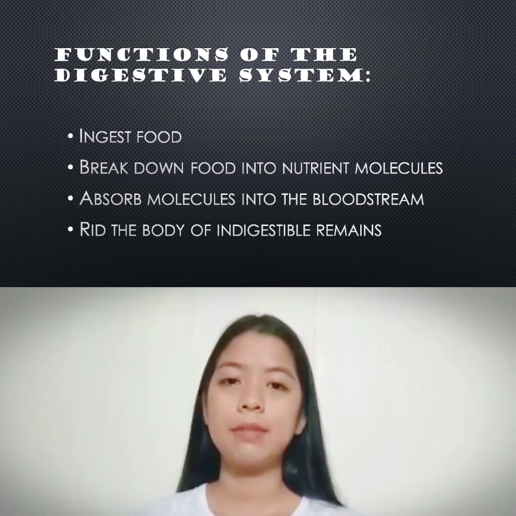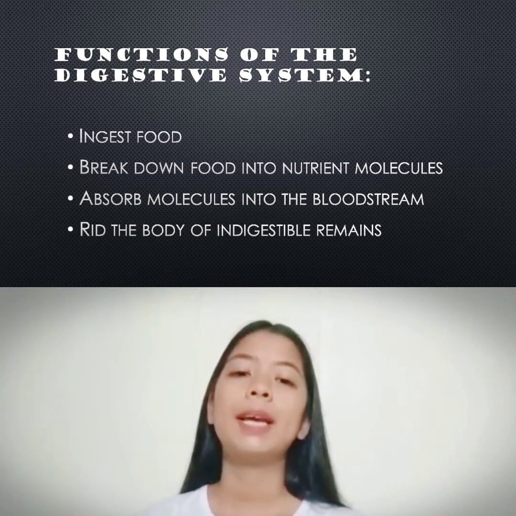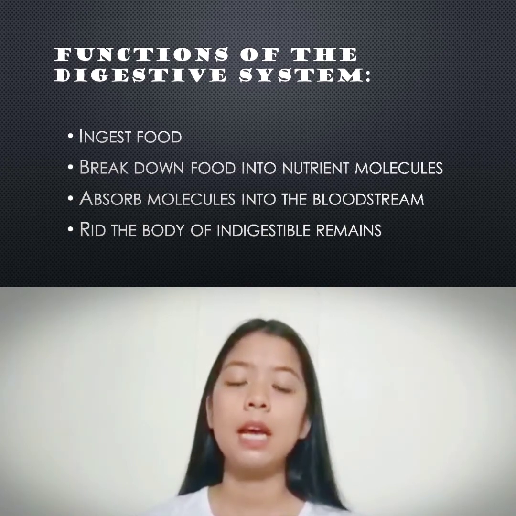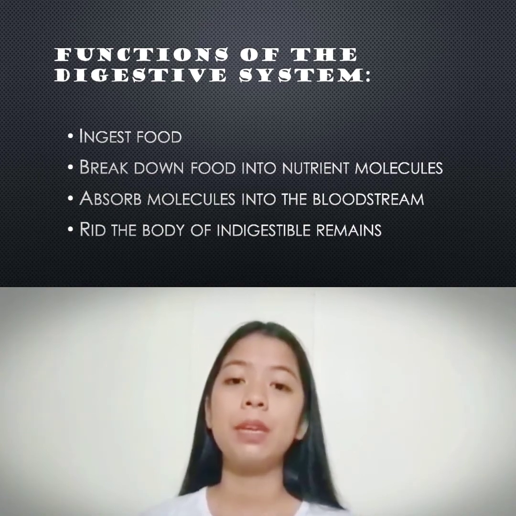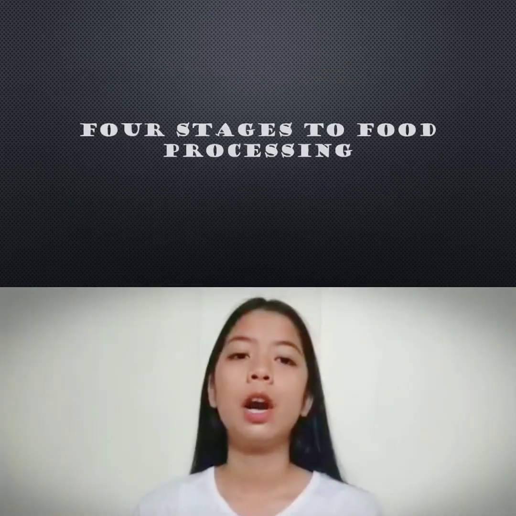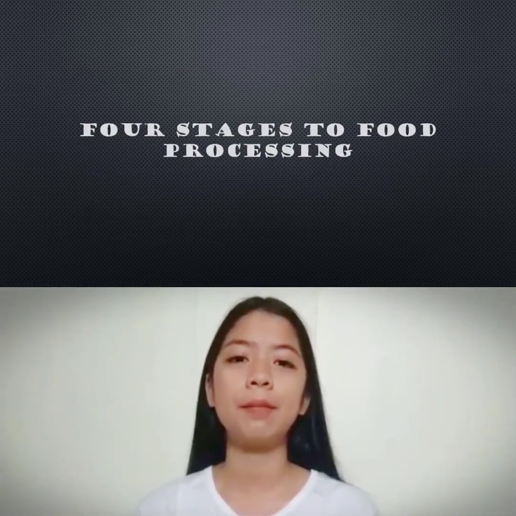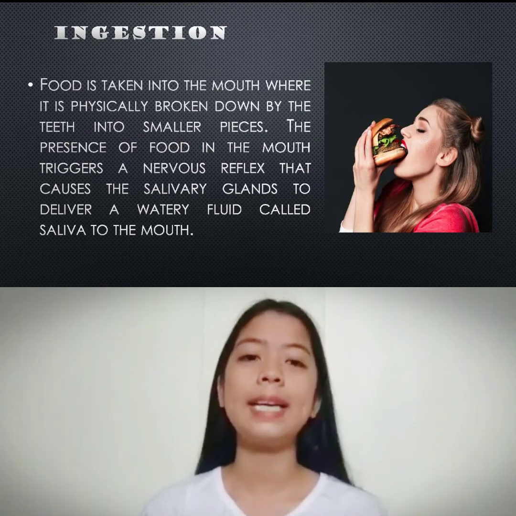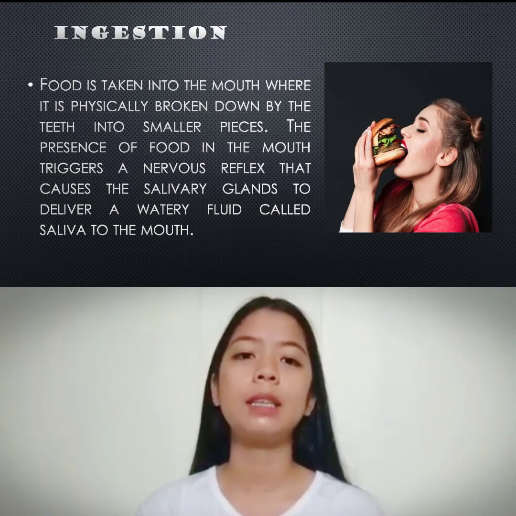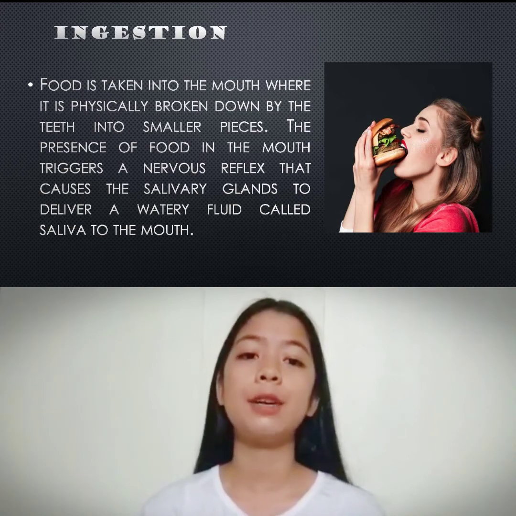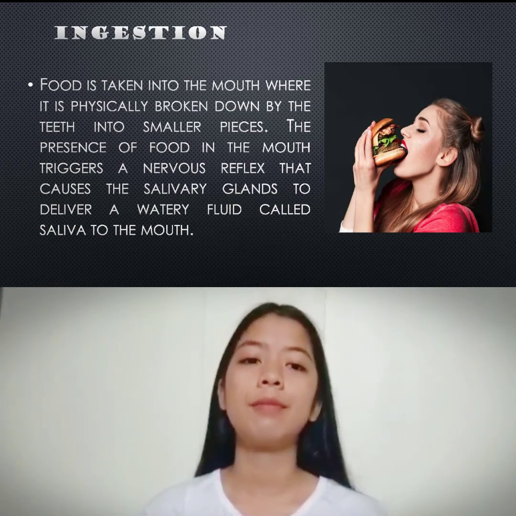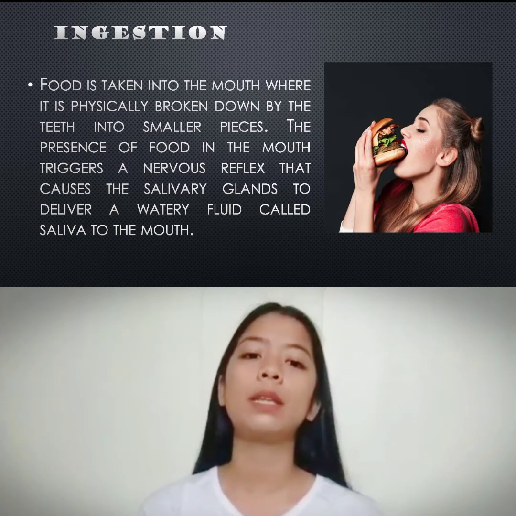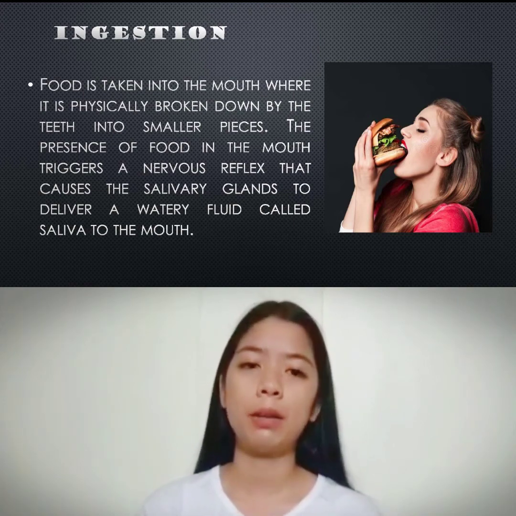Functions of the digestive system: ingest food, break down food into nutrient molecules, absorb molecules into the bloodstream, rid the body of indigestible remains. There are four stages to food processing. First, ingestion. Food is taken into the mouth where it is physically broken down by the teeth into smaller pieces. The presence of food in the mouth triggers a nervous reflex that causes the salivary glands to deliver a watery fluid called saliva to the mouth.